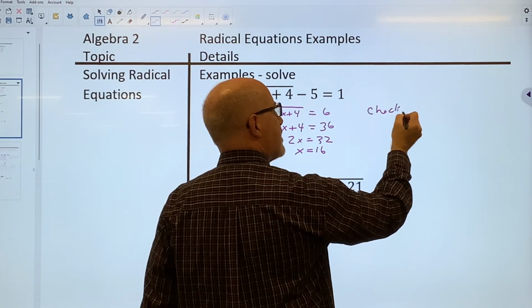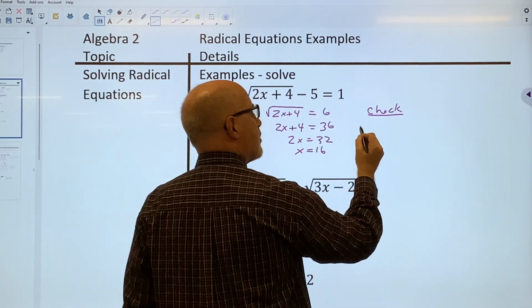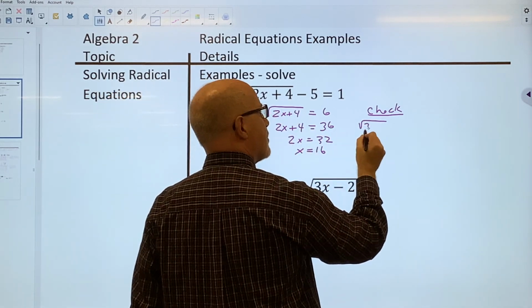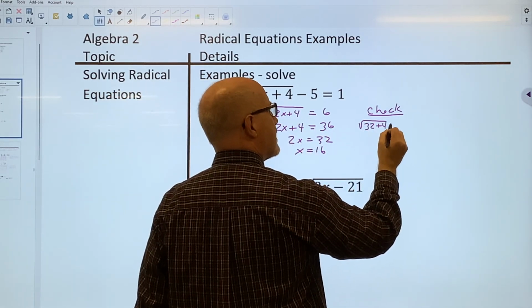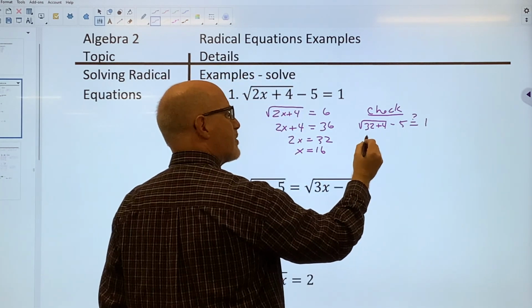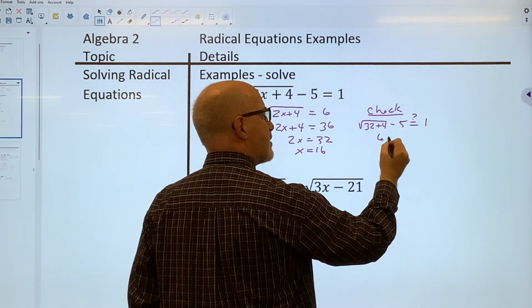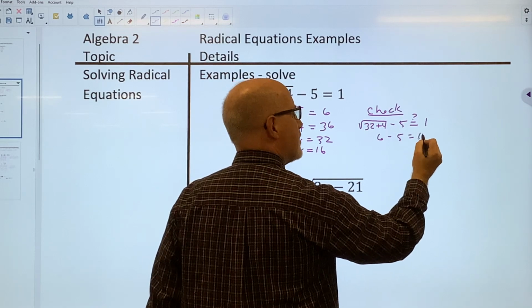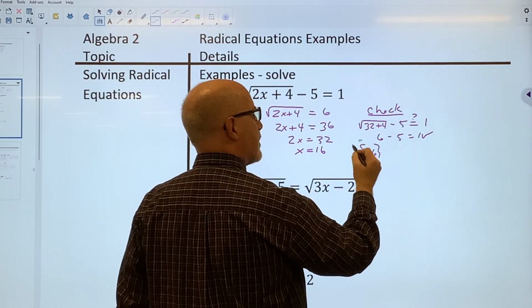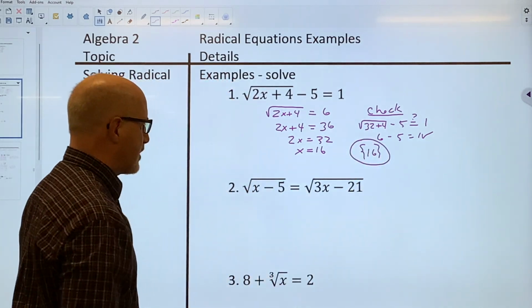Okay, let's check to see if we get that as a check, because my index is even. So check it. You want to show here that 16 times 2 is 32, plus 4, minus 5. Does that equal 1? This is the square root of 36, which is just 6, minus 5, does equal 1, so it checks. So my answer is just 16 for this one. Let's try the next one.